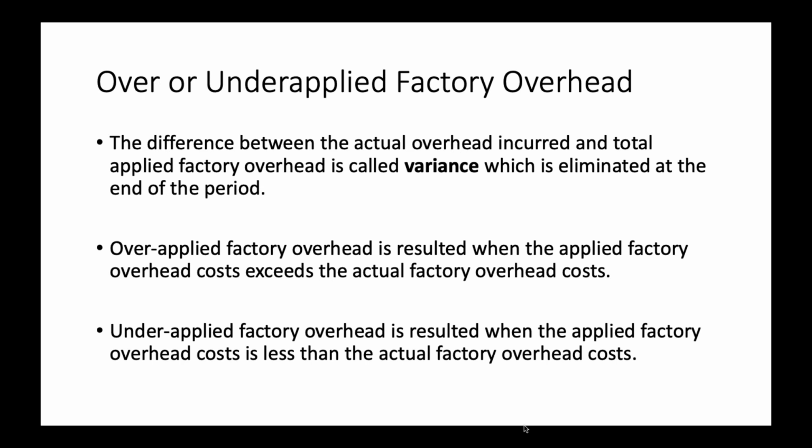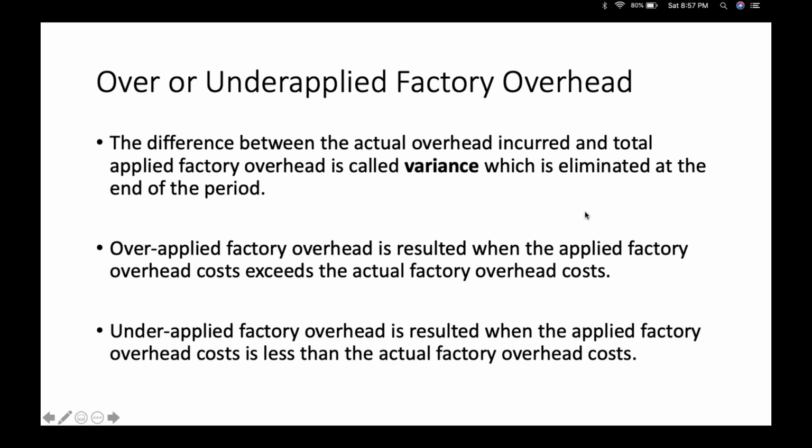So if the actual factory overhead is different from the applied factory overhead, the difference between the actual and the applied is called a variance. And the variance is eliminated at the end of the period.